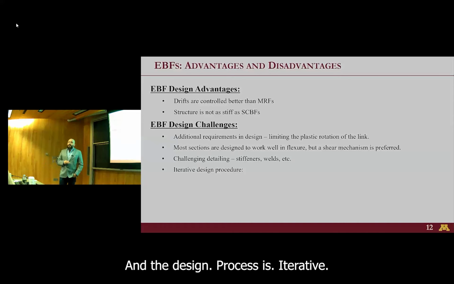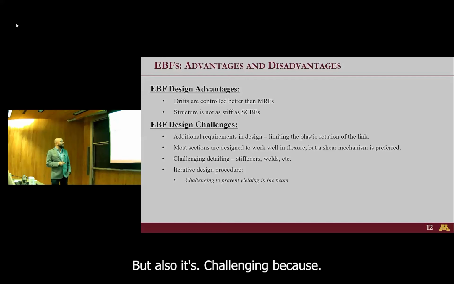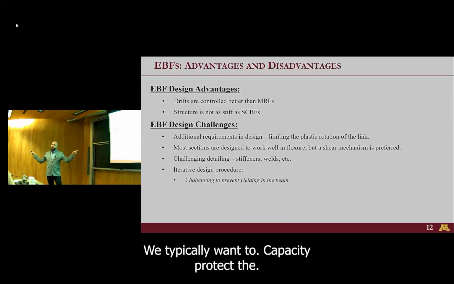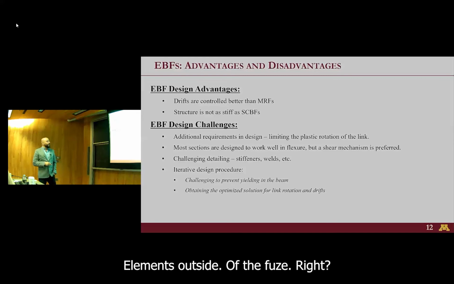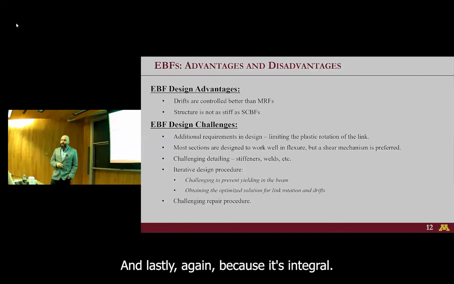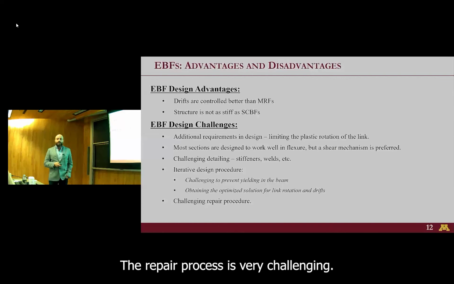And the design process is iterative, I mentioned, because we have another parameter, but also it's challenging because the yielding link is integral with the floor beam. If you recall the parking garage in New Zealand, it's one element, right? So it's really hard to prevent yielding outside of the link. We typically want to capacity protect the elements outside of the fuse, right? And same thing, really, obtaining an optimized solution for link rotation and drift is not easy. And lastly, again, because it's integral with the floor beam, the repair process is very challenging.